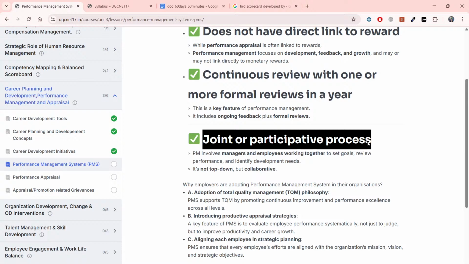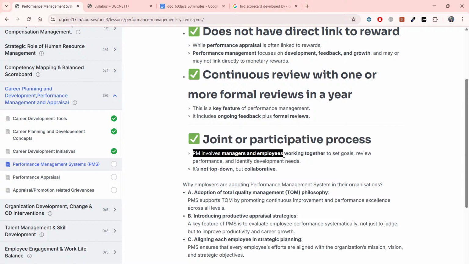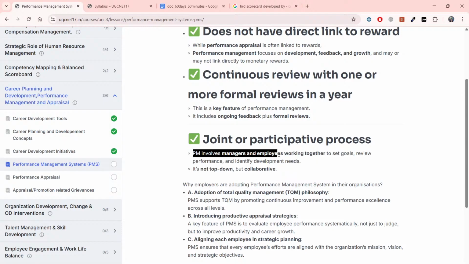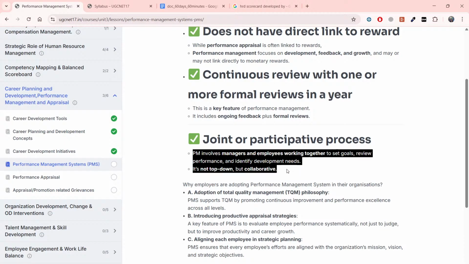Joint or participative process. Performance management involves managers and employees working together to set goals, review performance, and identify development needs. It's not top-down but collaborative.